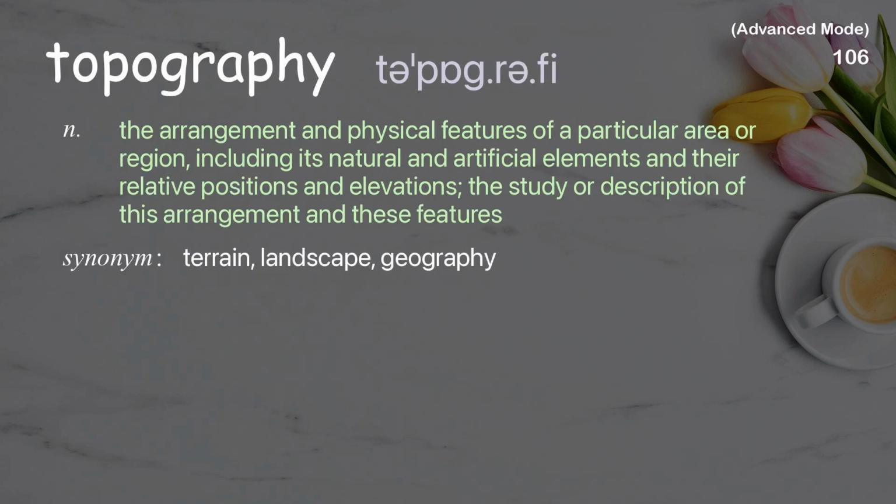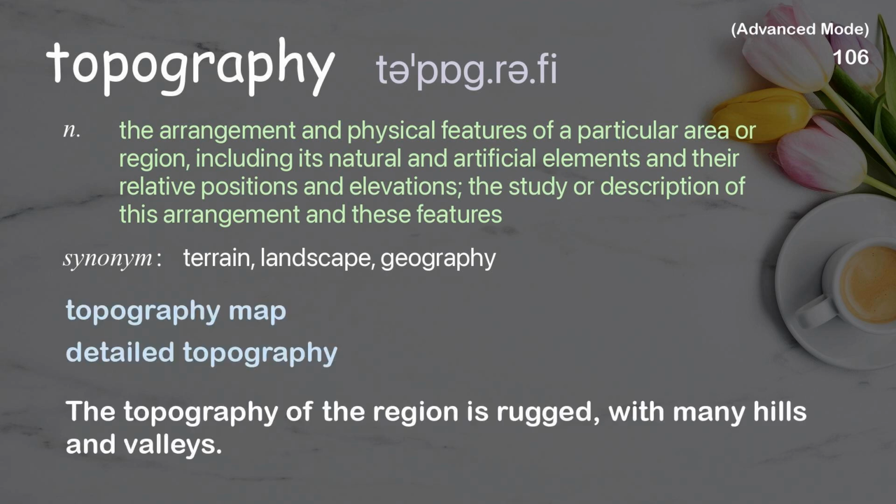Topography. The arrangement and physical features of a particular area or region, including its natural and artificial elements and their relative positions and elevations. The study or description of this arrangement and these features. Examples: topography map, detailed topography. The topography of the region is rugged, with many hills and valleys.